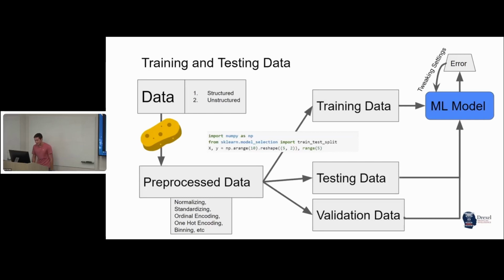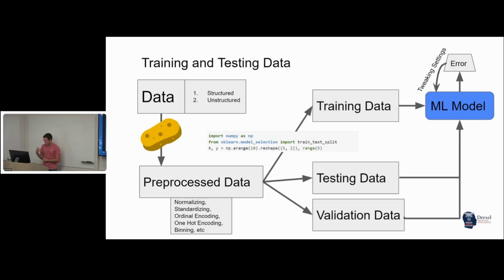Once you have the pre-processed data, you then want to split it into really two main types of data, but a third one as well. This is where the Scikit-Learn train test split comes in. You have training data, which is what we use to train the model, but then you have testing and validation data, which are used separately to evaluate the model.